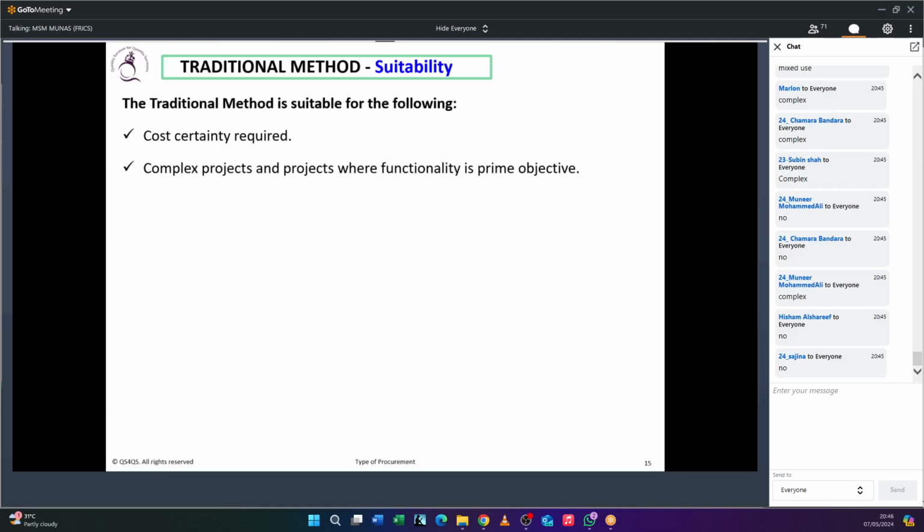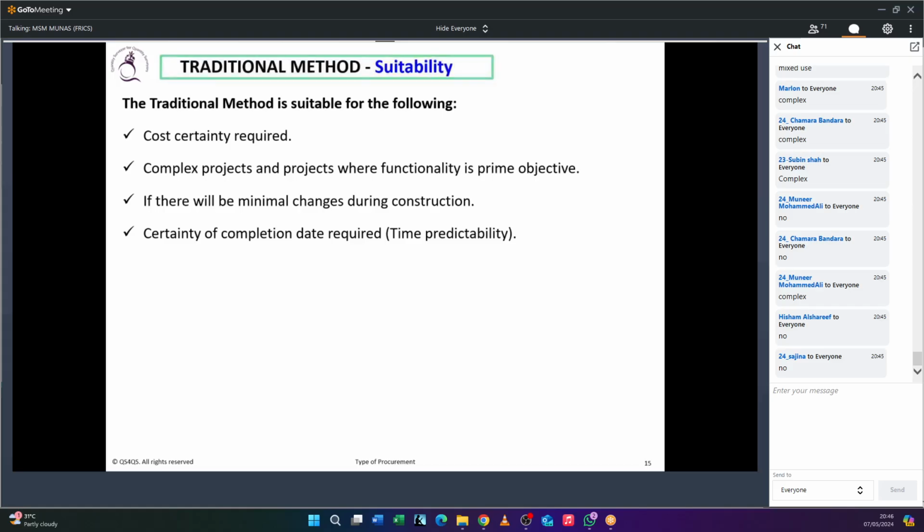So the traditional method is very good if you are having a complex project. You can finalize the design, then you can go for implementation, right? Another benefit is that you don't want major changes during post construction. You want to finish all the design in principle, then go for this, right?